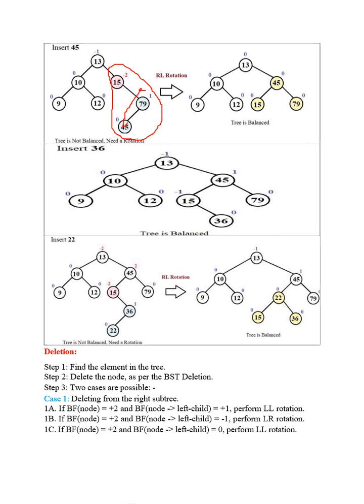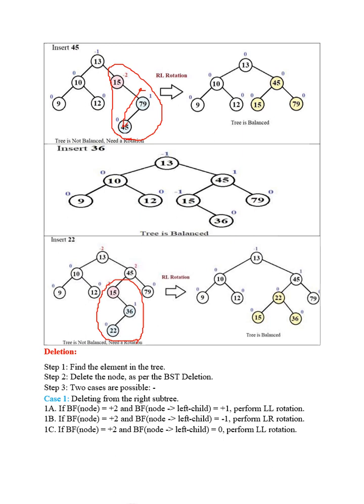Next, I am going to insert 22. So insert 22: greater than 13, less than 45, greater than 15, less than 36. So here again RL rotation arises. So you have to take this 22 as the root node, 15 as left child, and 36 as right child. Okay. So this is the condition for insertion.